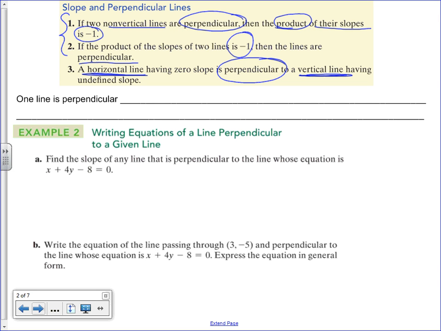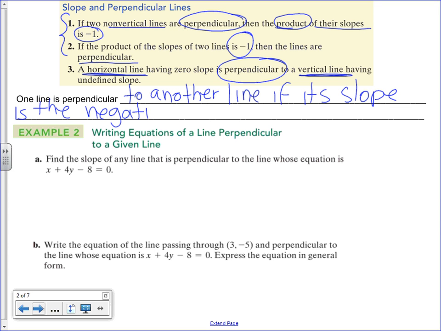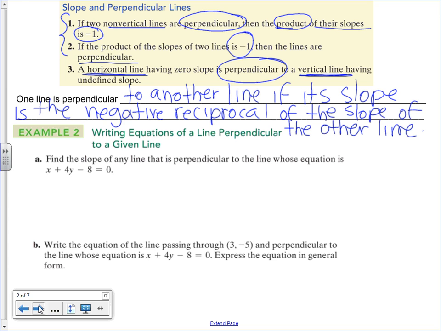Now, the statement that we used to refer to goes like this. One line is perpendicular to another line if its slope is the negative reciprocal of the slope of the other line. You guys remember that? Okay, so let's see what we mean by that.